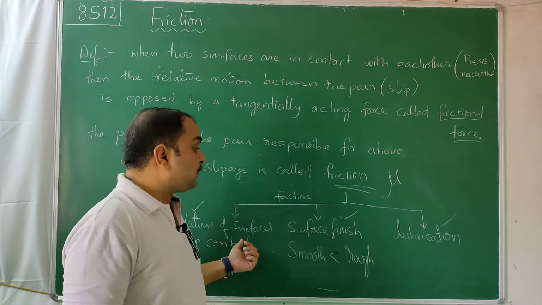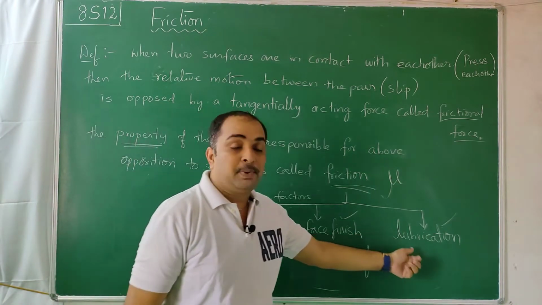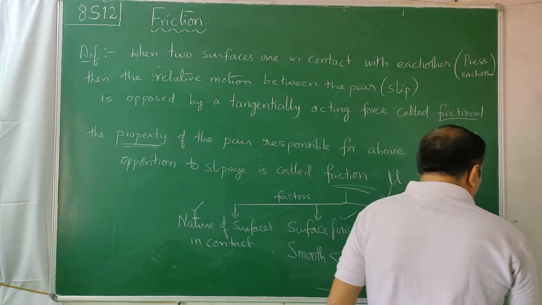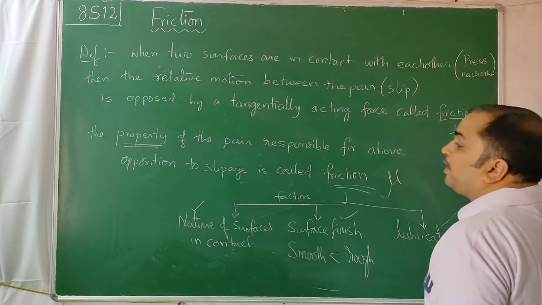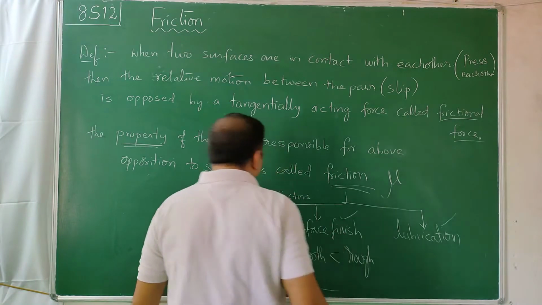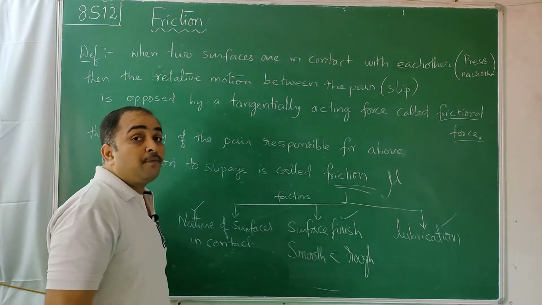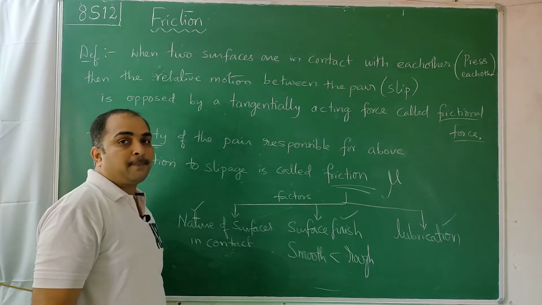No need to think what was the surface, what was the surface finish, what was the lubrication. These all things are accounted by a number. And in future, when you are doing problem solving, at school level you don't have, but at college level you have a lot of problem solving. Problem solving is taken care by this number called mu. That's called coefficient of friction for a given pair.